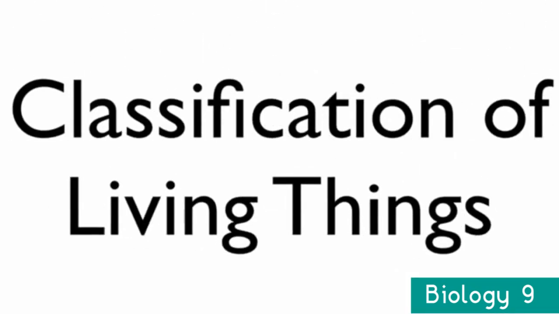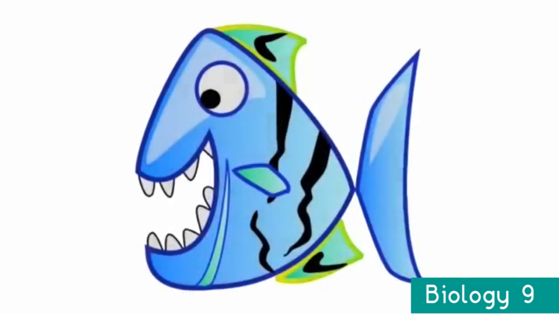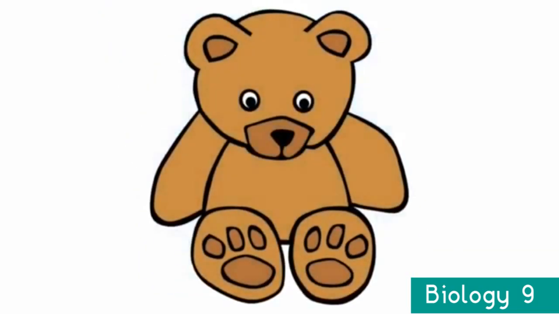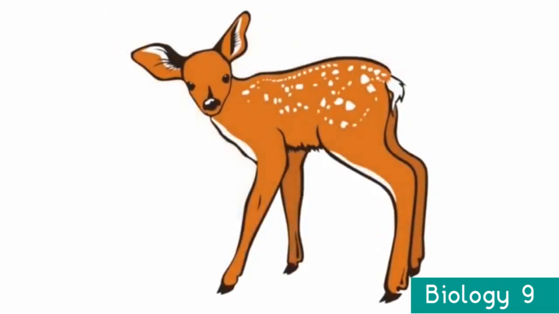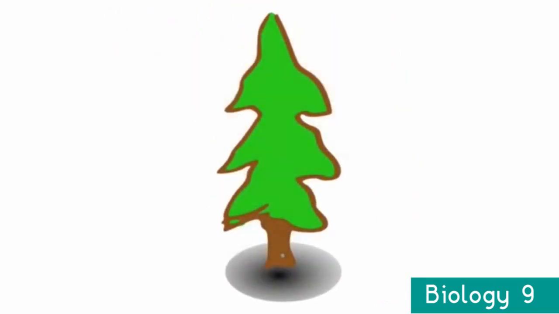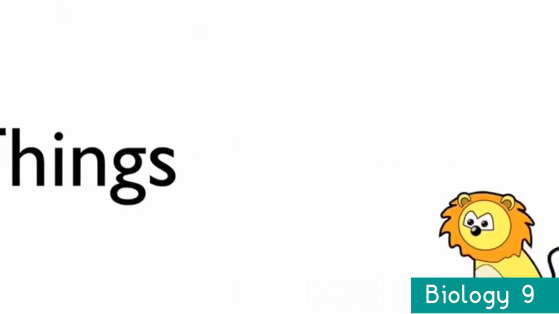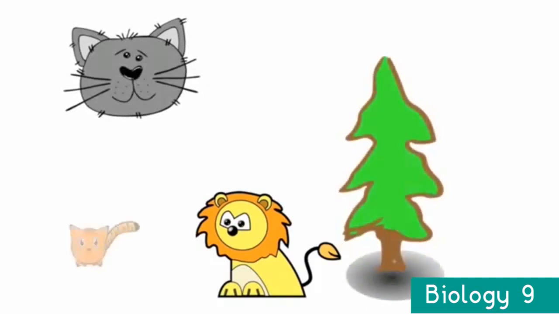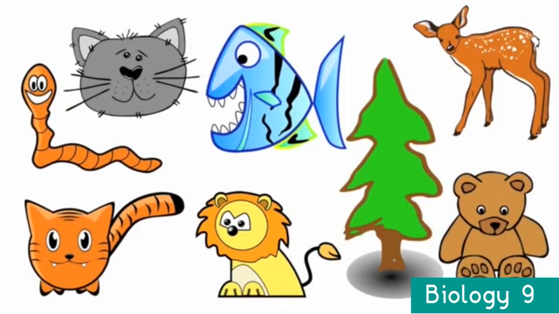Classification of living things. What do a worm, a cat, a fish, a bear, a lion, a tiger, a deer, and a tree have in common? They are all living things. With so many living things in the world, scientists have created a way to organize life into groups and give them names that are recognized worldwide.